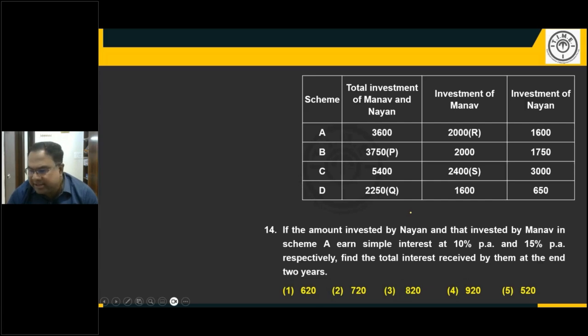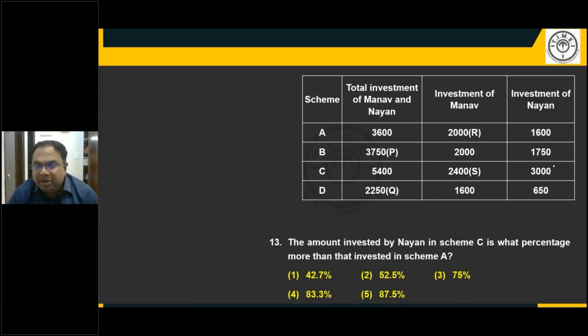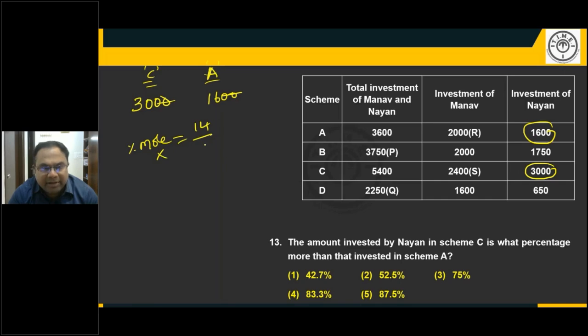Amount invested by Nayan in scheme C. Scheme C is how much? 3,000. What percentage more than invested in scheme A? So 3,000 in scheme C. Nayan in scheme A is 1,600. Clearly, I can ignore these zeros, right? So I can also remove the common factor. Otherwise, you can do like this: percentage more, difference 14, divided by the lesser value 16, into 100. 2 7s, 2 8s, 7 by 8 is 87.5%. Choice 5. Easy question. I don't know what happened. Correct. Praful and Suyo, correct.